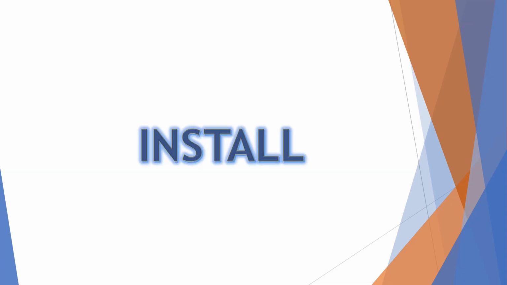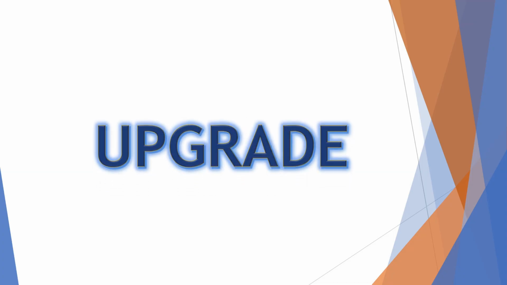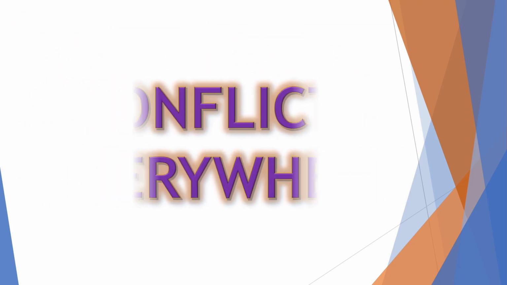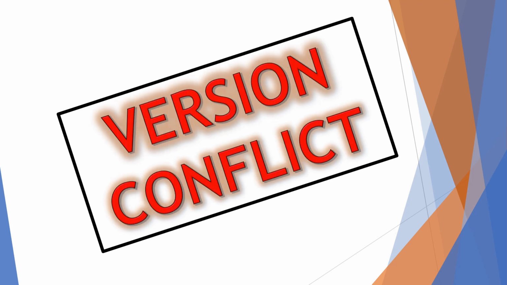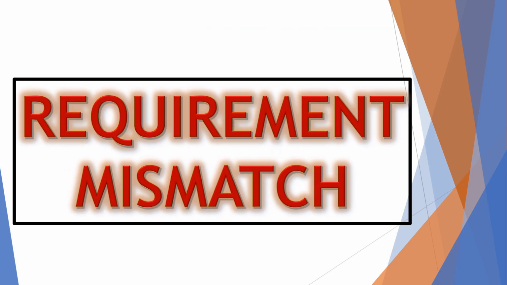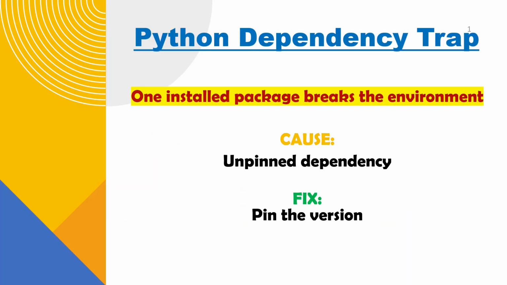One install can break an entire Python environment. You add one module, and suddenly everything depends on the wrong version of one library. In this video, I'll show a real dependency trap I hit while setting up a ComfyUI workflow, and the clean one-line fix that solved it.